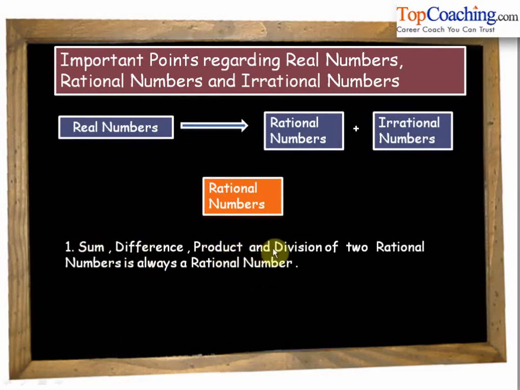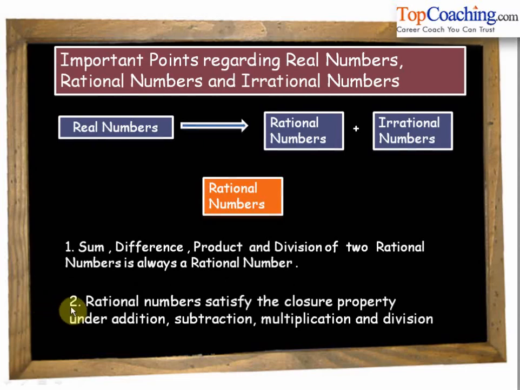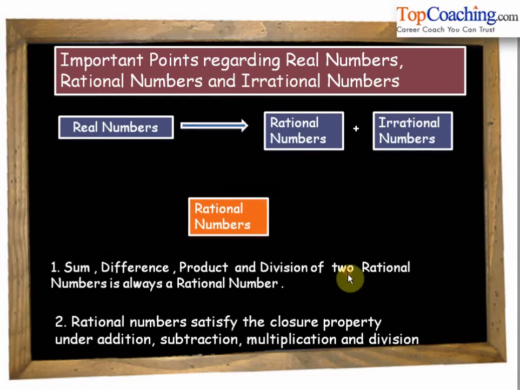The sum, difference, product and division of two rational numbers is always a rational number. So if we have got two rational numbers and if we add them or we subtract them, if we multiply them or if we divide them, the final result would always be a rational number. The second is, rational numbers satisfy the closure property under addition, subtraction, multiplication and division. So rational numbers always satisfy the closure property under the operation of addition, subtraction, multiplication or division.